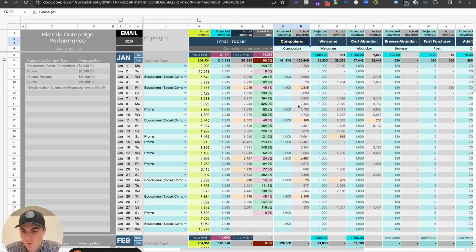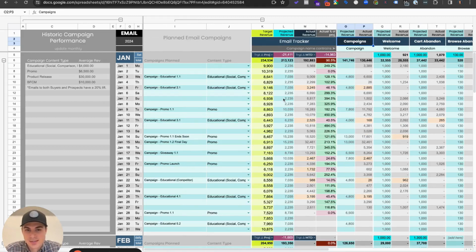And then we have a full campaign bucket. So flows are taken care of, and then we have our campaigns here and we need to forecast against those. So step one there is to get your email calendar inputted on a daily basis to understand each day what campaigns we have planned. So in this case, we have educational email going out on the 3rd, a follow-up educational on the 5th. We have a promo going out on the 9th.